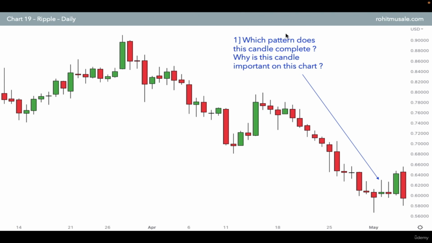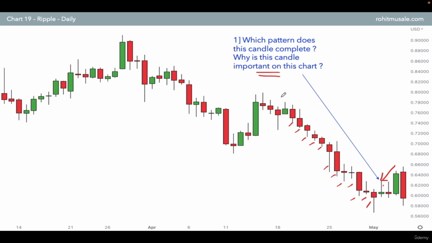So question 1, which pattern does this candle complete? That's an inverted hammer. Why is this candle important on this chart? This candle is important because if you look at the prior candles, 1, 2, 3, 4, 5, 6, 7, 8, 9, 10, 11, 12. After 12 consecutive red candles, finally you have one green candle. That is why it is very important.